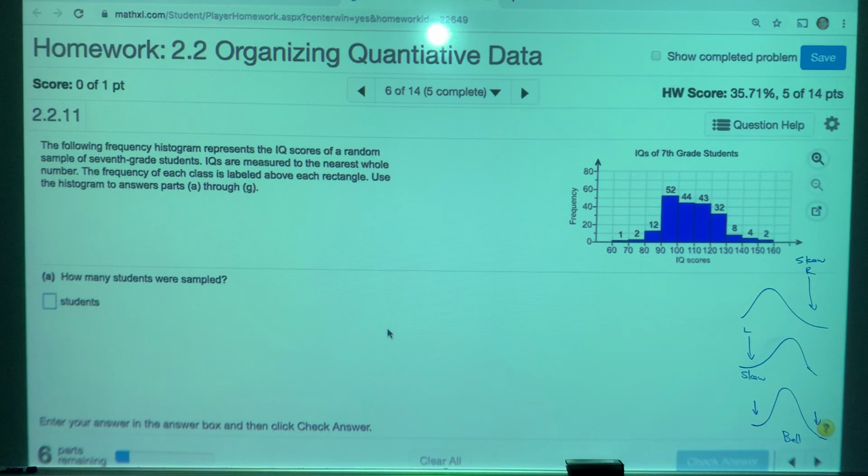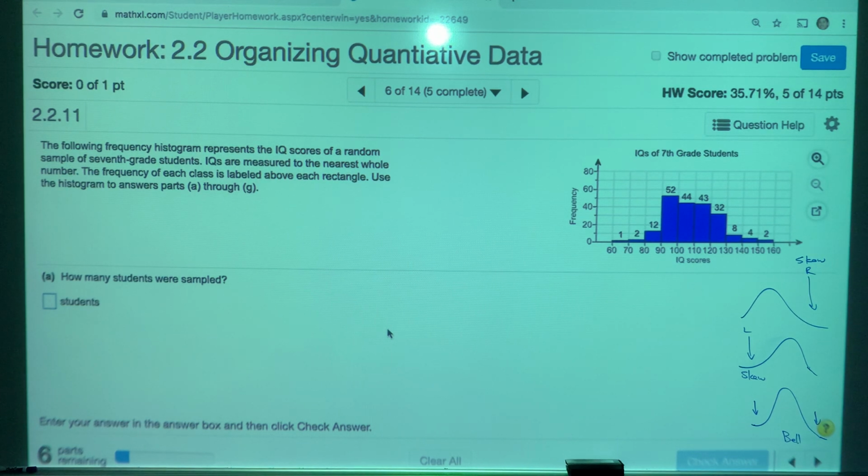All right, let's go on to number six. The following frequency histogram represents the IQ scores of a random sample of seventh grade students. Okay, IQs are measured to the nearest whole number. The frequency of each class is labeled above each rectangle. Use the histogram to answer parts A through G.